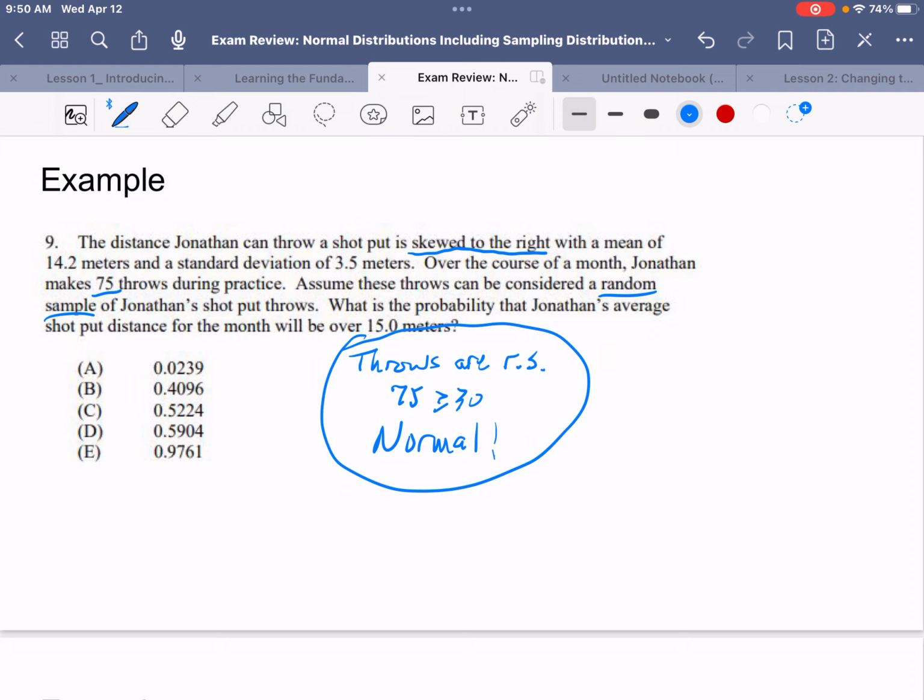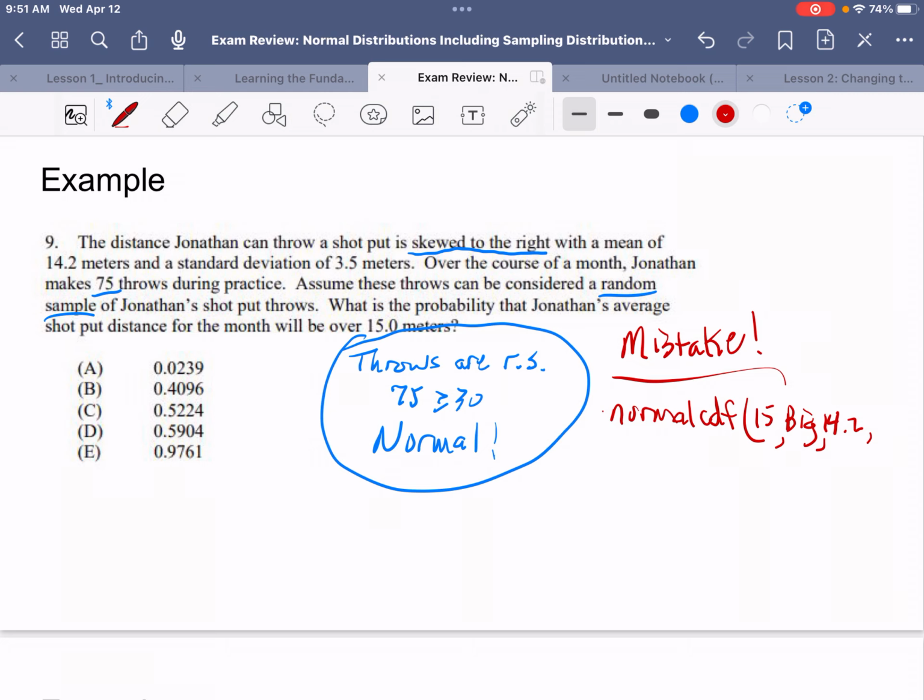Well, let me show you what they're expecting someone to do mistakenly. It's a multiple choice question, so I'm not going to show my work. I'm just going to say, what is the probability that Jonathan's average is over 15? So they expect somebody to pull up normal CDF, 15 for the lower bound, a big number for the upper bound, and then the mean is 14.2, and the standard deviation is 3.5.